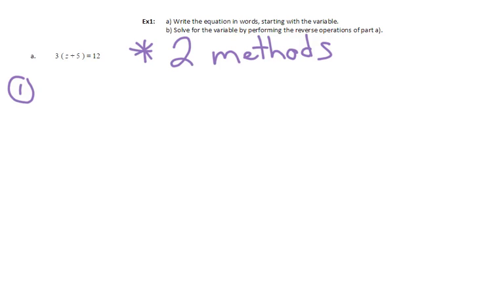Example 1, write the equation in words starting with a variable. Part B, solve for the variable by performing the reverse operations of Part A. So if we look at this example in A, it says 3 times z plus 5 equals 12. There are two methods that we could solve this equation here. So we have two methods. If we start with part A, write the equation in words starting with a variable, we'll do one of the methods first and then we'll look at the other one here.